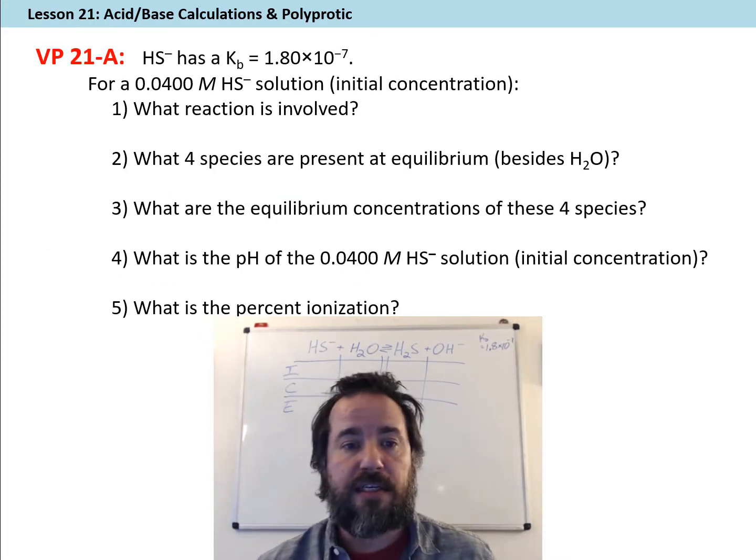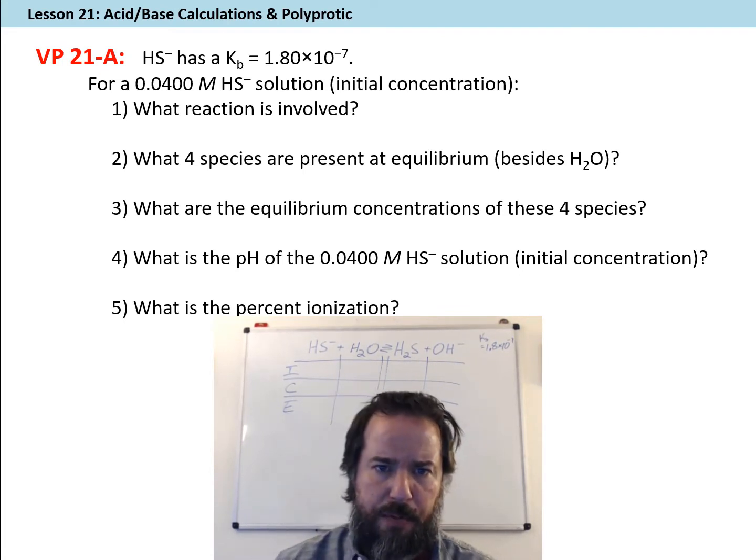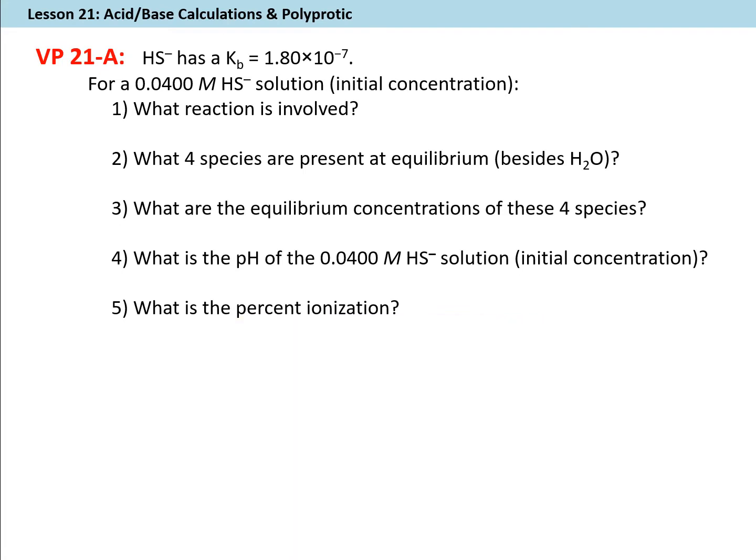All right, so lesson number 21 is on acid-base calculations and polyprotic acids and bases. So we're told we have HS minus, and it has a KB of 1.8 times 10 to the minus 7th. And then we're asked some questions about a solution containing 0.04 molar of this. So we're asked some questions.